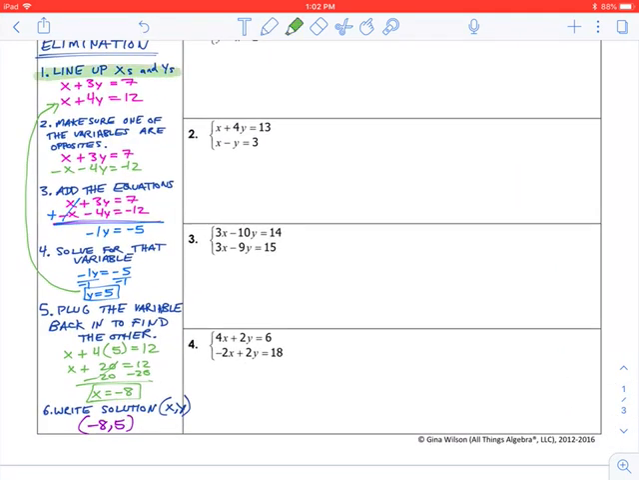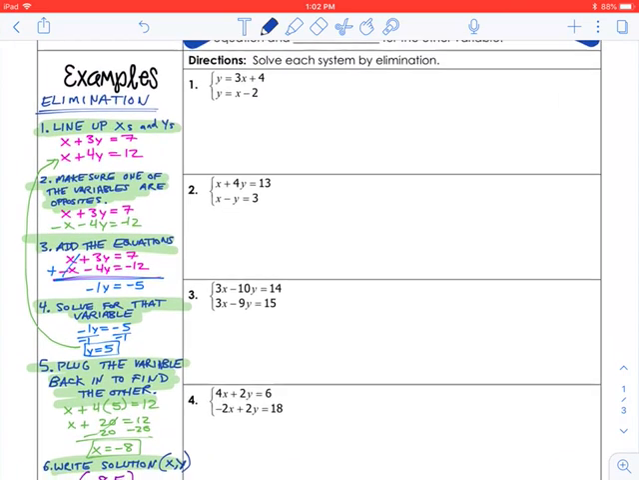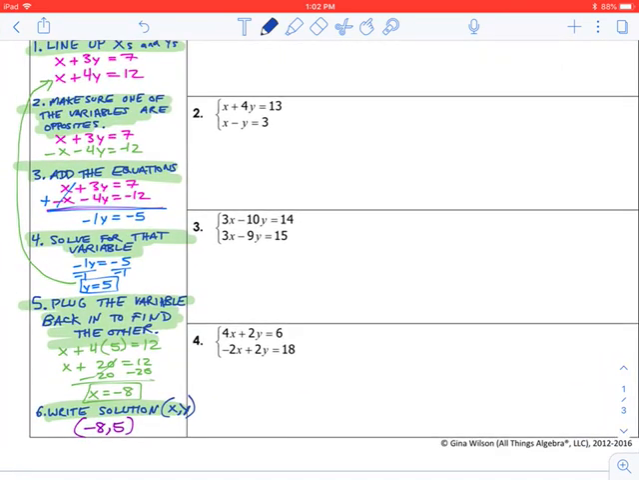Line them up, make sure they're lined up, make sure one of them is opposite. If not, you're going to have to change signs or do something else that we'll talk about tomorrow or the next day. Add the equations together to eliminate, solve for the remaining variable, plug it back in to find the other, and we're done. Okay? There's really 4 steps because a couple of those are in the same thing. So let's go ahead and look at a couple of these.